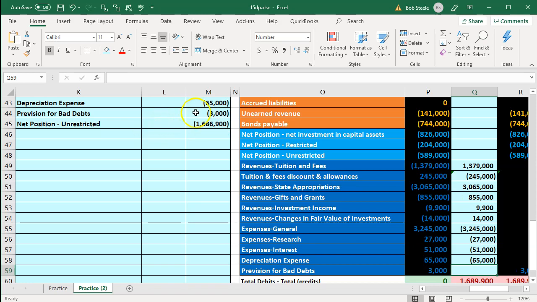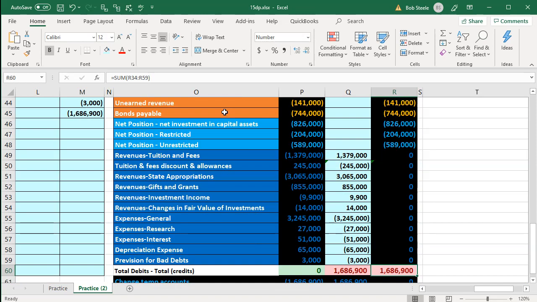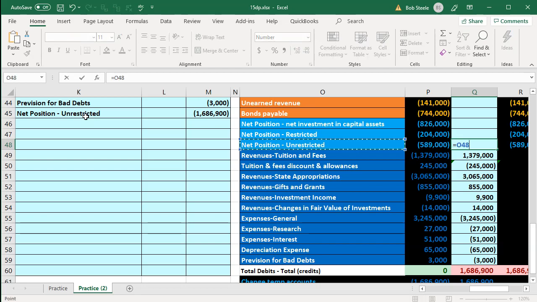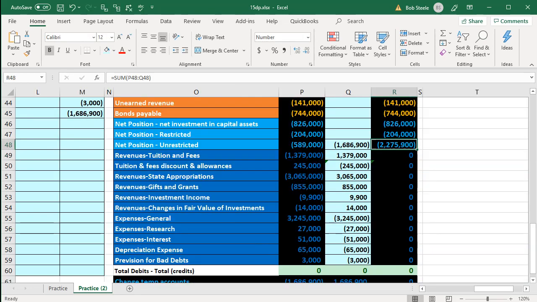Finally, we have the provision equals the 3,000 and enter. These all go down to 0. We're out of balance by that last account, that being the net position, which we're going to put to net position unrestricted, that being in cell Q48. This is similar to what would be the revenue account for a corporation or the capital account for a sole proprietor or partnership. So there we have that, increasing that amount.